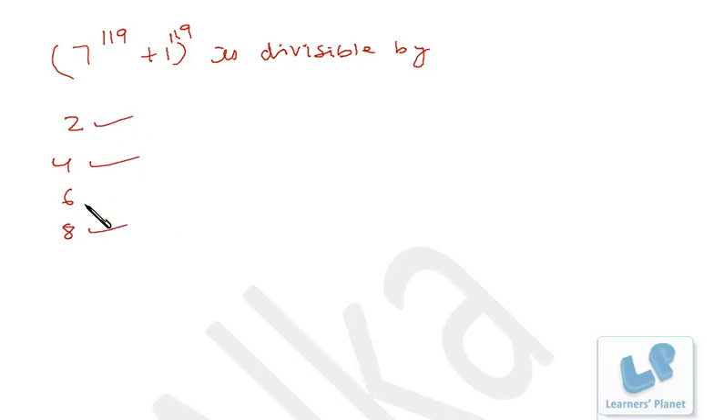Now we have to check for 6. For 6, we can directly divide this expression by 6. 7 can be written as 6 plus 1 raised to 119. If we divide this expression by 6, the remainder is 1 raised to 119, that means 1. So with this 1 plus 1, the remainder will be 2. That means this expression is not at all divisible by 6. I hope you are getting me.